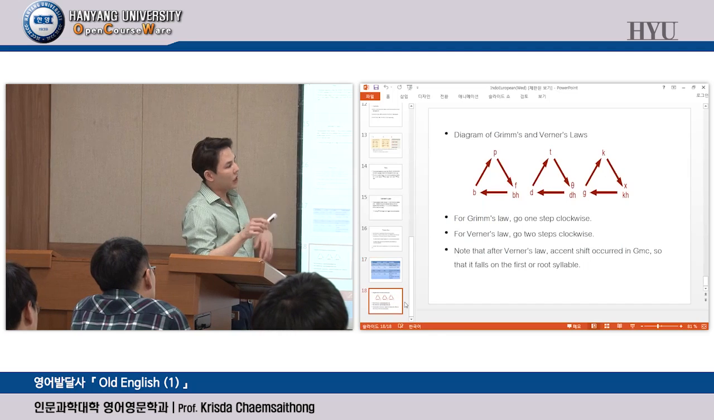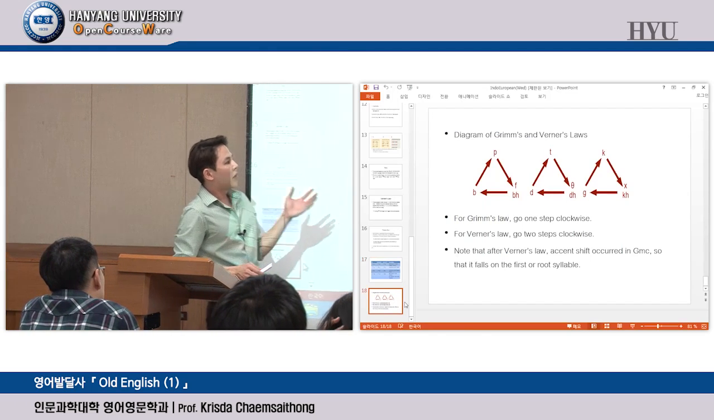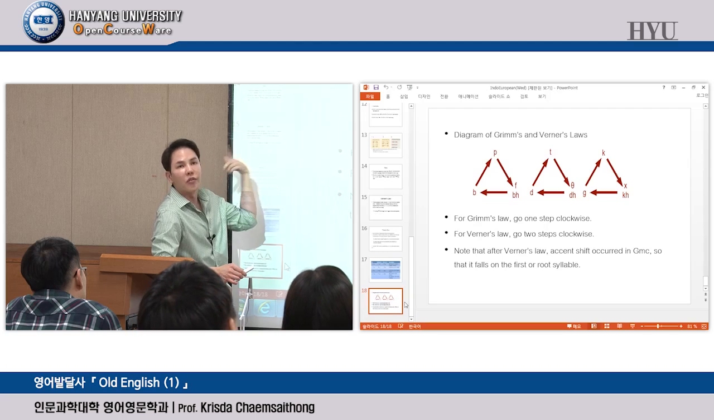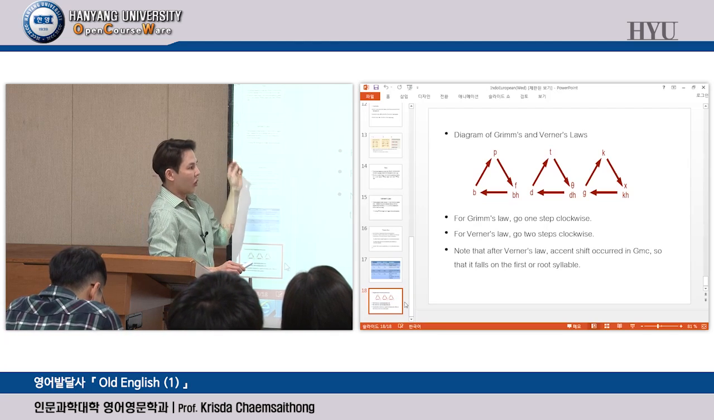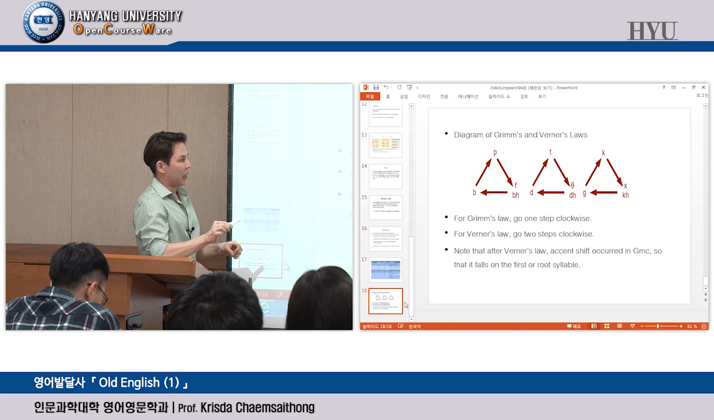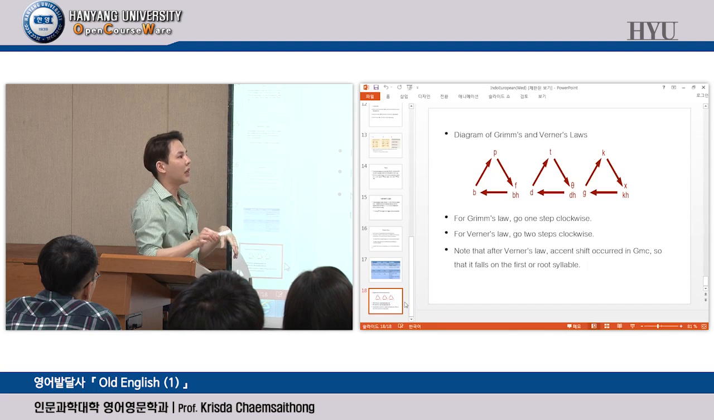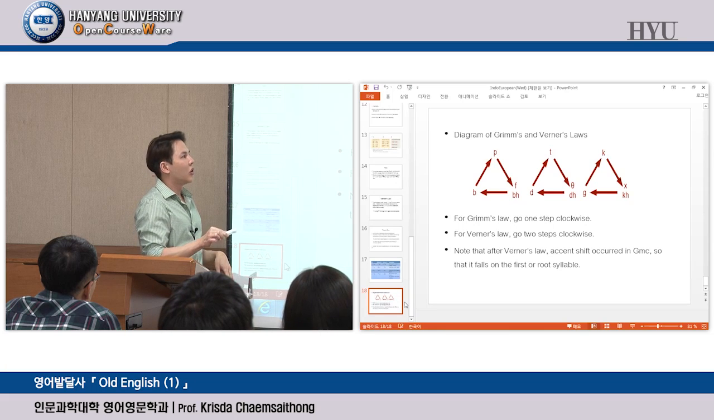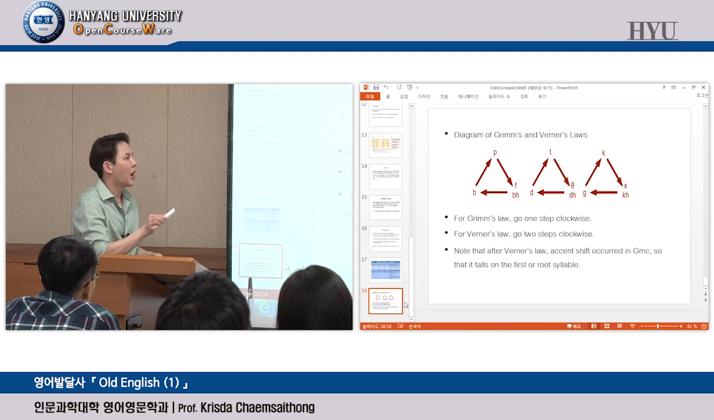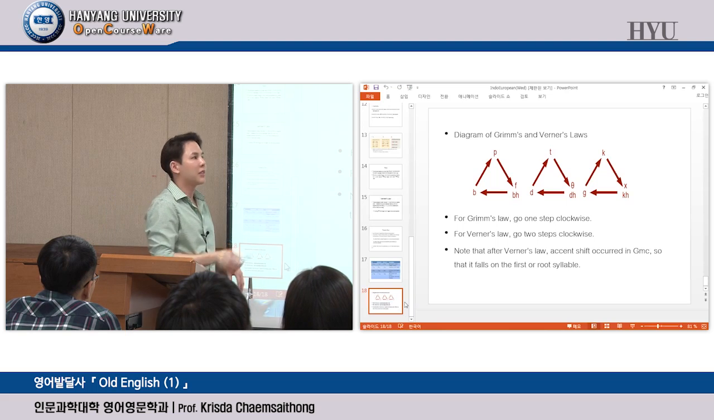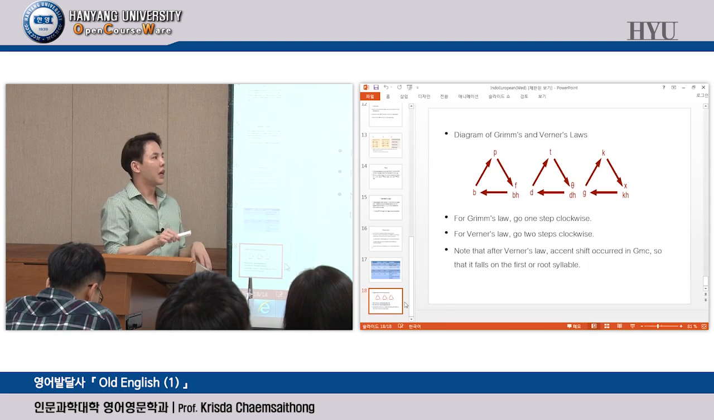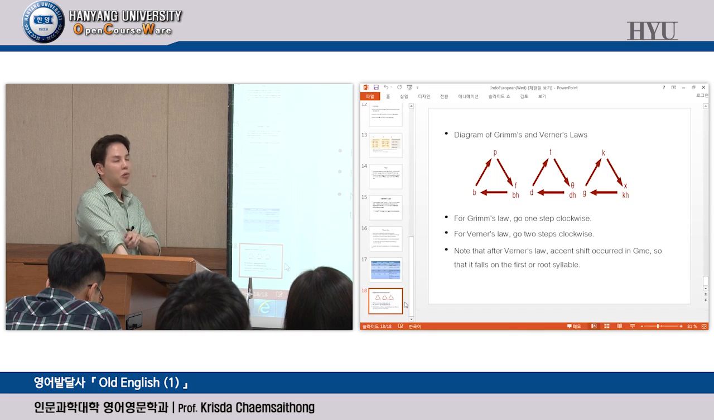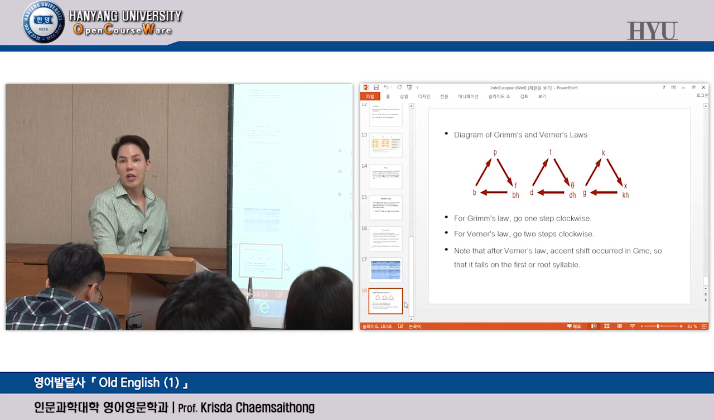And this is a diagram that summarizes both Grimm's law and Werner's law, right? So for Grimm's law, go one step clockwise. P to F, T to theta, K to H, like that, X or H, same thing. And then you can do that with every single consonant here. And then for Werner's law, go two steps clockwise, P, F, and then B, like that, okay? So go two steps clockwise. So this is an easy way to memorize Grimm's and Werner's law.